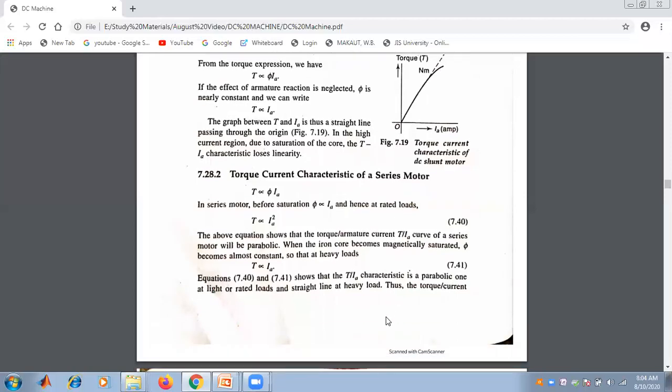Another part is the torque current characteristics of a series motor. Again, torque is proportional to phi Ia. In the series motor, the same current flows through the armature resistance and the field resistance as they are connected in series. So we can write phi proportional to Ia. As a result, torque becomes proportional to Ia square.